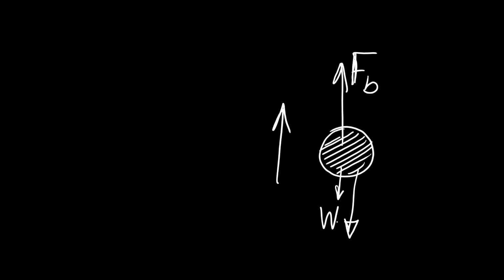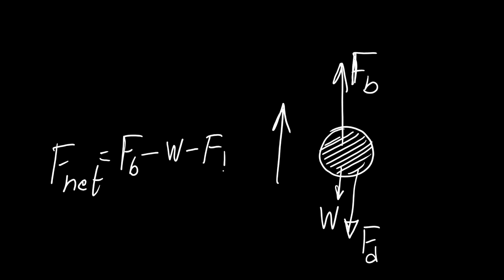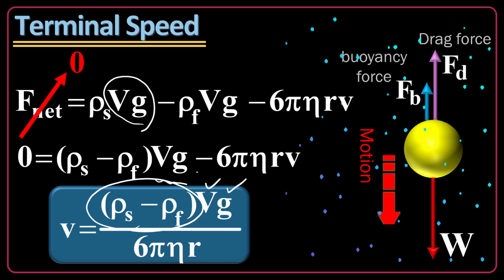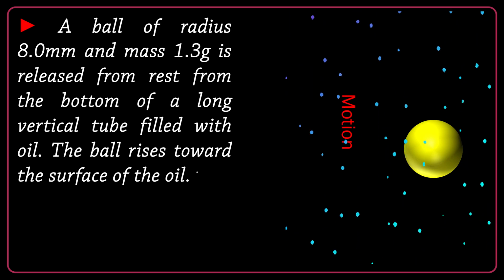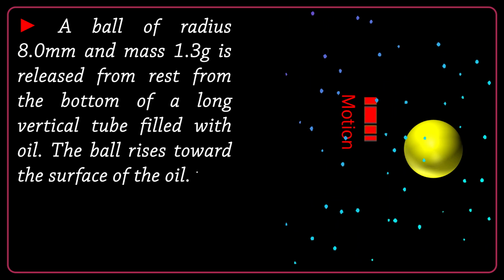Now it's also acted on by the drag force, which is now helping W. And so here, F net at the beginning of the motion will be the buoyancy force minus W minus Ft. Here, as practice, you can find the terminal speed. But let's consider a question which exactly explains this case, when the object is moving up and the buoyancy force is very large. This is why I told you, you don't have to memorize that formula. Just learn how to work with those terms.